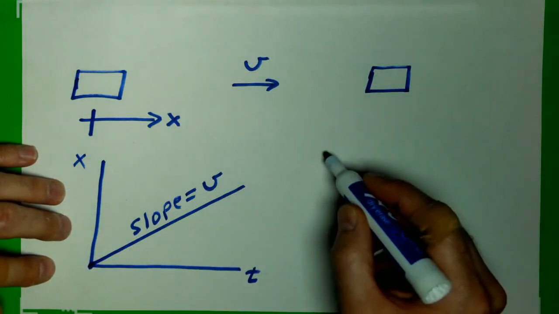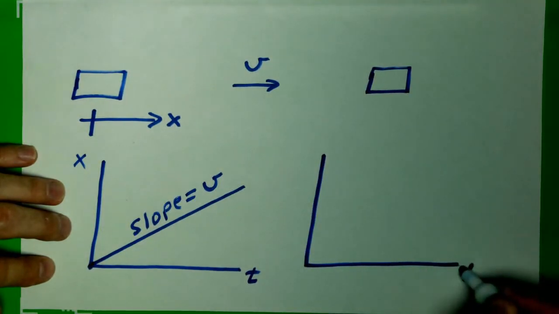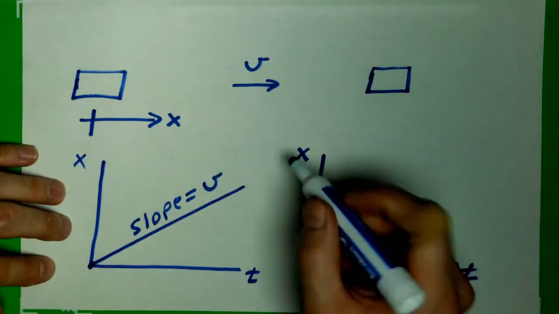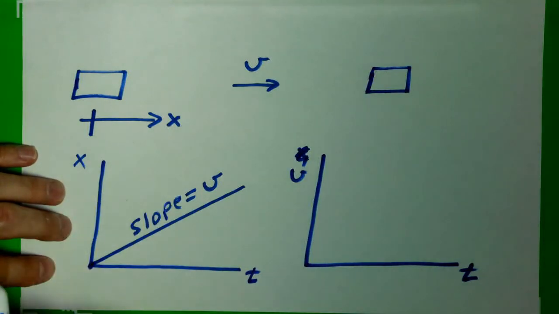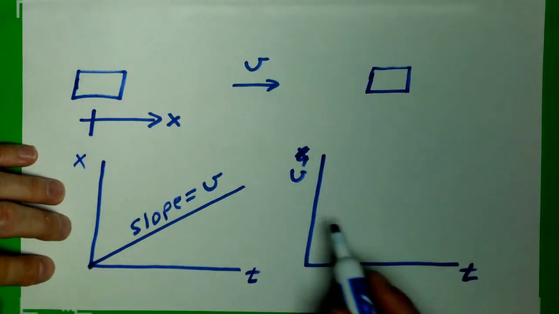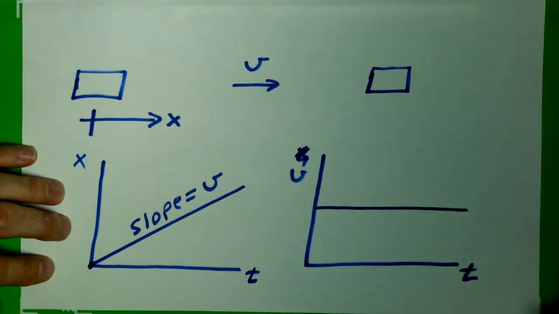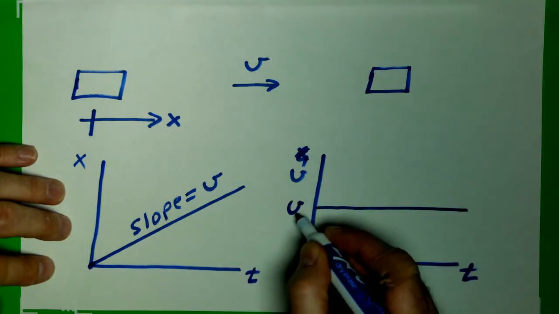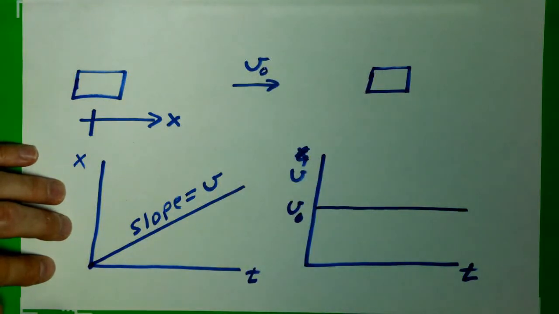If we were to plot the velocity as a function of time, again, it's moving in our positive direction. That means we have some constant value, and the value here is unchanging. That's uniform speed, constant speed, uniform motion. And the value here, whatever this is, we'll call this, let's say, v0, which means this would be v0 here.